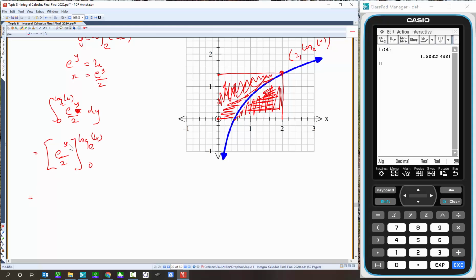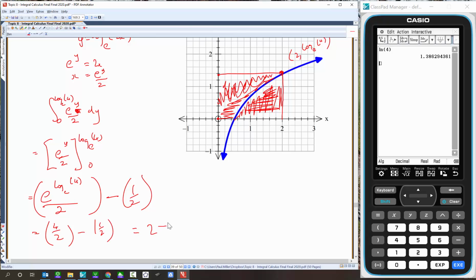Okay, so let's bang log e 4 in. So wherever I see a y, I'm going to insert that. So that's going to be e to the log e 4 all over 2, take away e to the 0, which is 1. That's going to be a half. Okay, now e to the log e 4 is just the same as 4 on 2. Take away 1 on 2, which is just 2 take away a half, which is equal to 3 on 2.